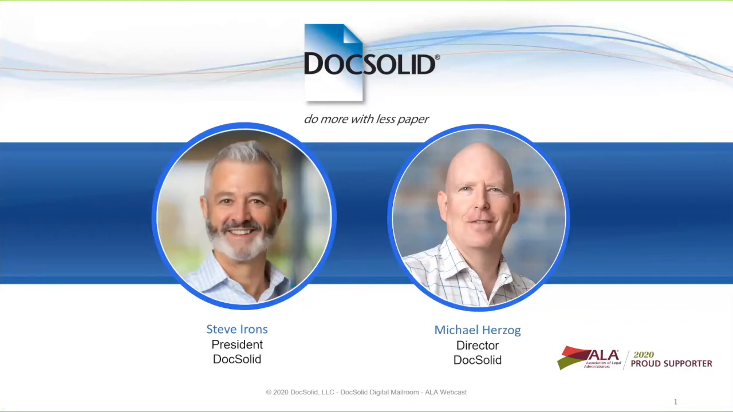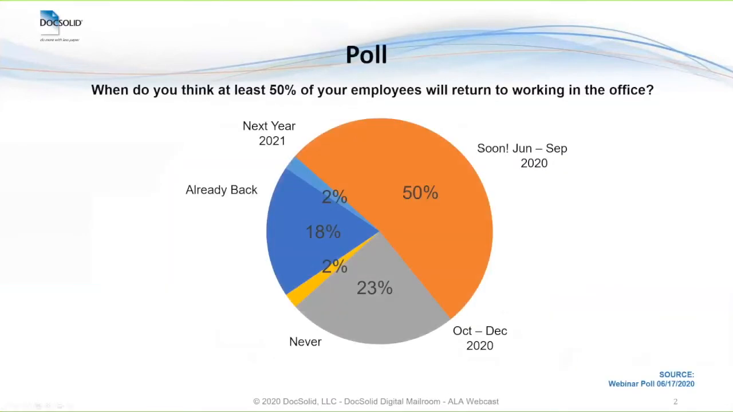So let's take a look at your poll answers today quickly here. 50% of you think that you're going to be back in this next quarter, and another 23% think you'll be back in the fourth quarter, October to December timeline. That 2% never slices there, and 18% say you're already back, and 2% next year. Very interesting. This is our poll from today.